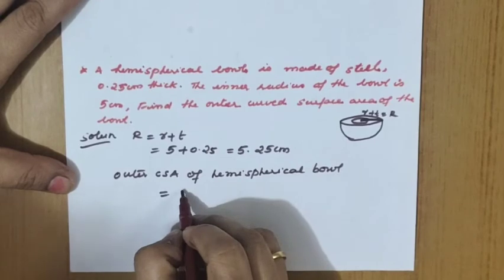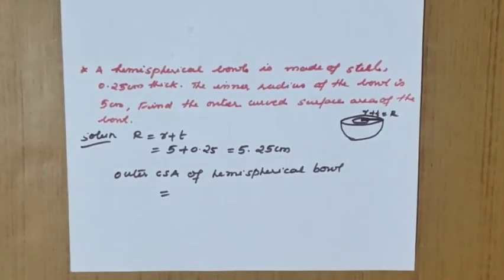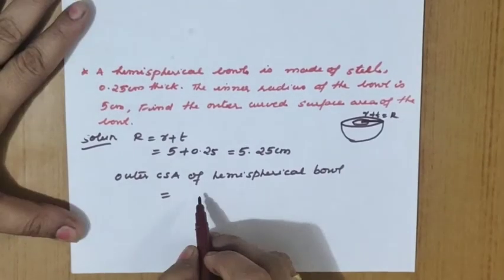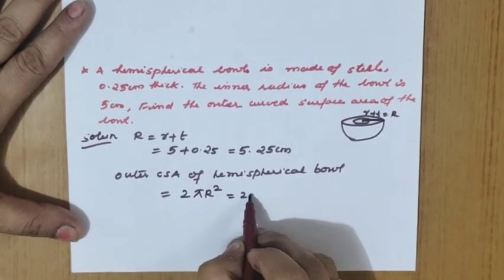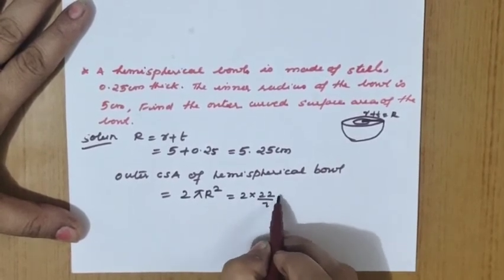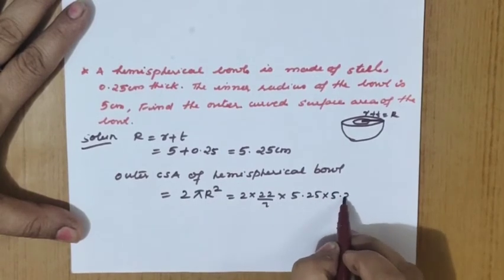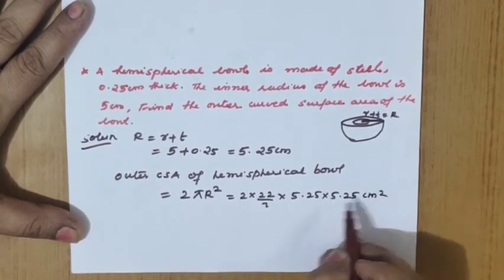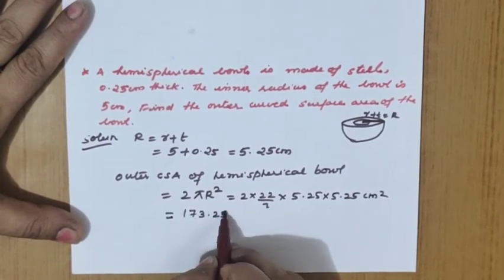equal to the outer hemisphere, so it is 2 pi R square. So 2 into 22 by 7 into 5.25 into 5.25. So the final answer is 173.25 centimeters square.